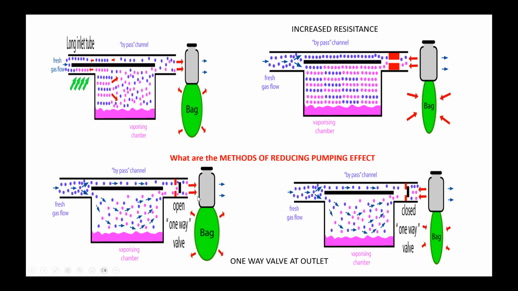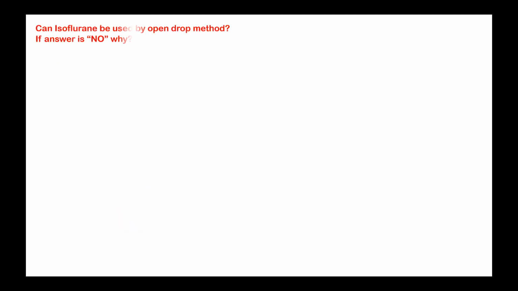And third is to have a one-way valve which will prevent the backward pressure getting transmitted to the bypass chamber. By these methods, we can reduce the pumping effect and thereby maintain the correct concentration which is set on the dial. I hope it is clear for all of you.